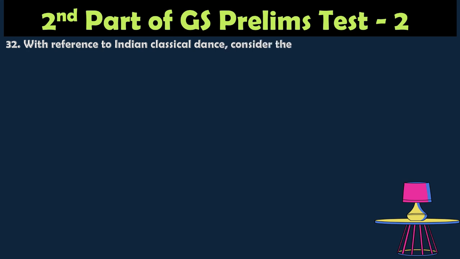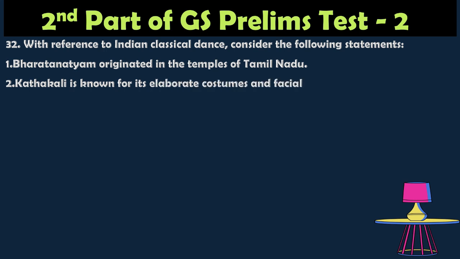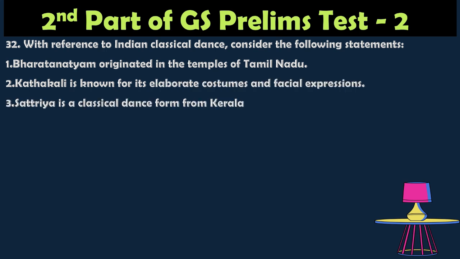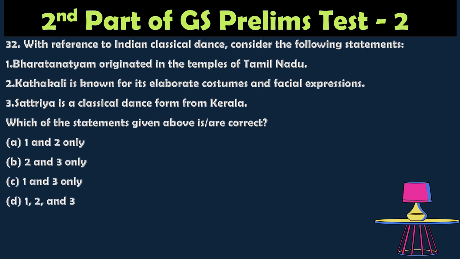Question 32. With reference to Indian classical dance, consider the following statements. One, Bharatanatyam originated in the temples of Tamil Nadu. Two, Kathakali is known for its elaborate costumes and facial expressions. Three, Satriya is a classical dance from Kerala. Which of the statements given above is correct? Option A, 1 and 2 only; option B, 2 and 3 only; option C, 1 and 3 only; option D, 1, 2 and 3. The correct answer is 1 and 2 only, because Bharatanatyam is from Tamil Nadu.